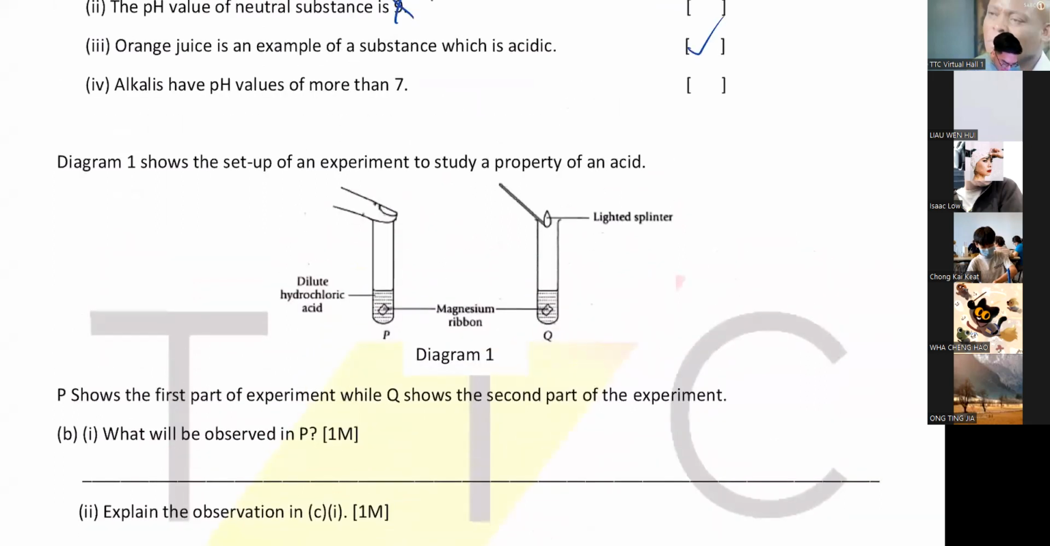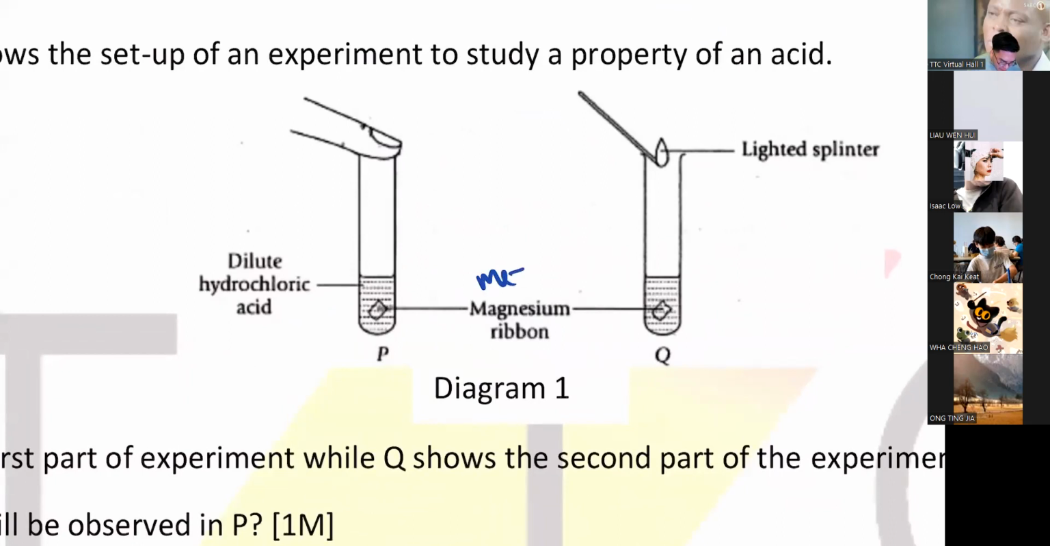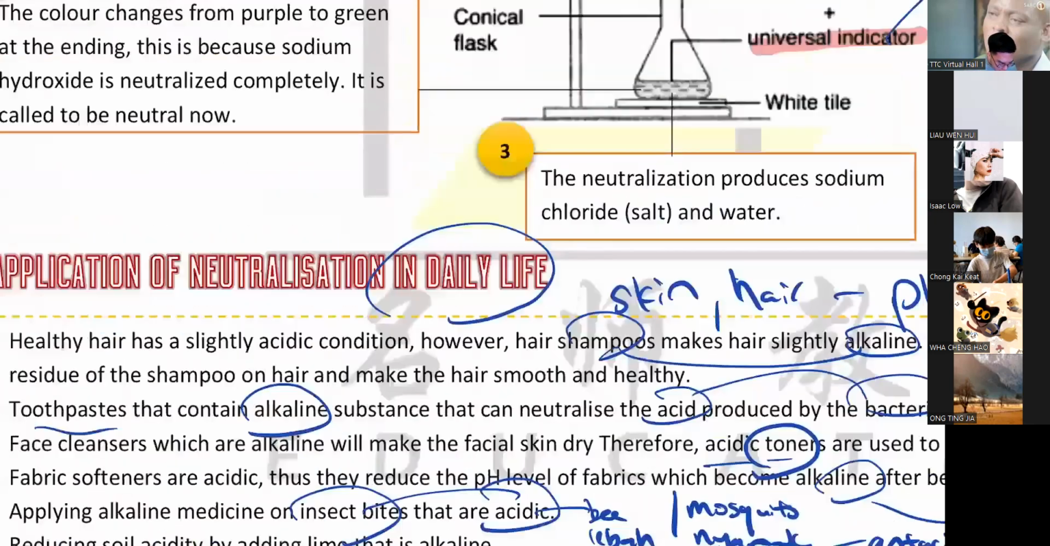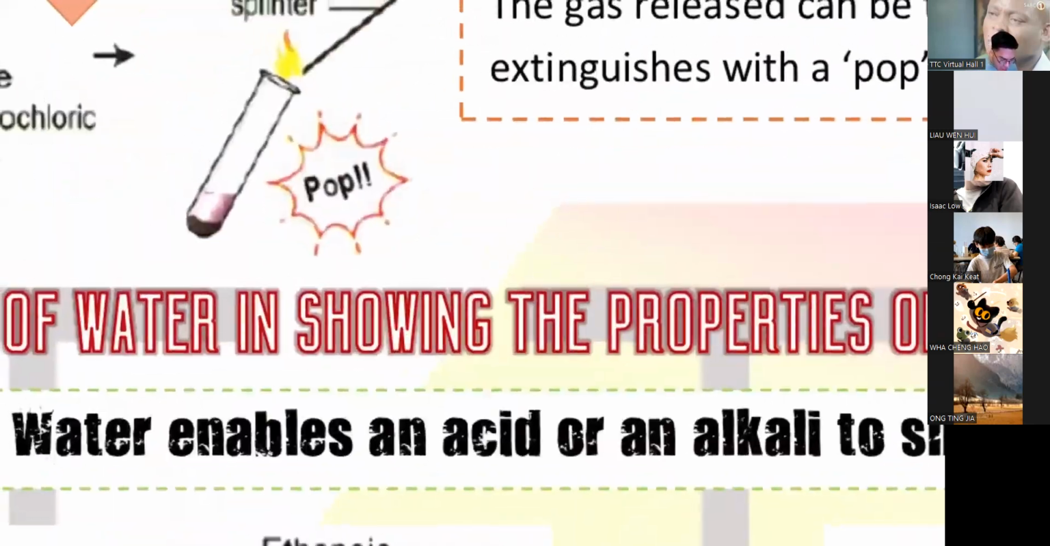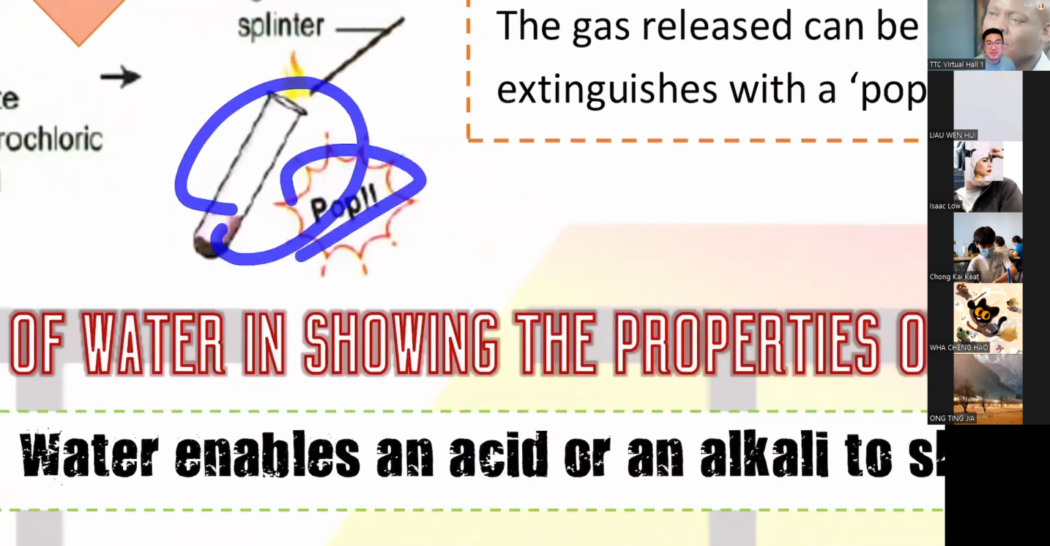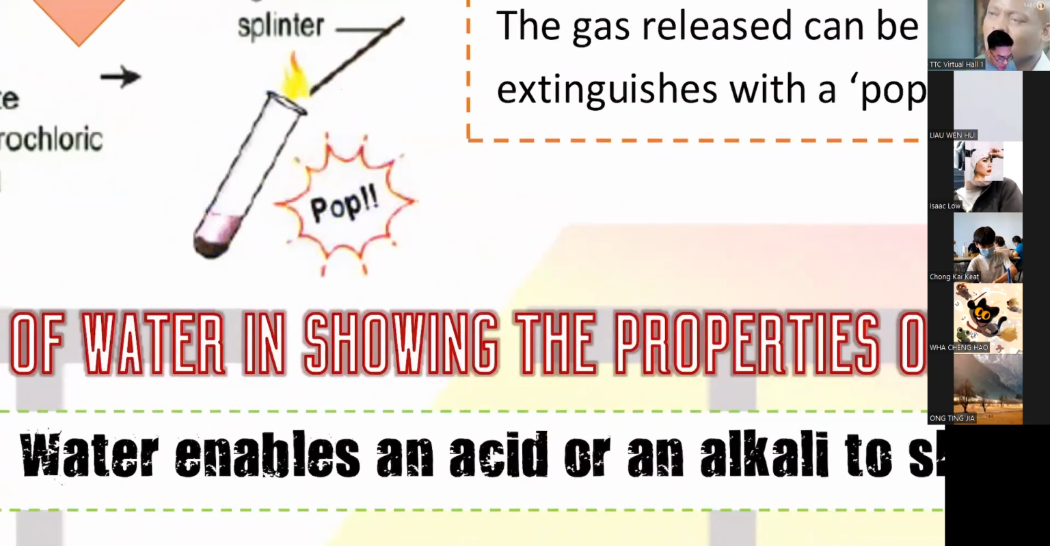Anyway, next, magnesium and acid. When you mix metal and acid, you will get a gas. What is that gas called? That is your hydrogen. It's mentioned here on the first page. You get hydrogen gas, and you get that pop sound. Remember, this was in the last chapter.